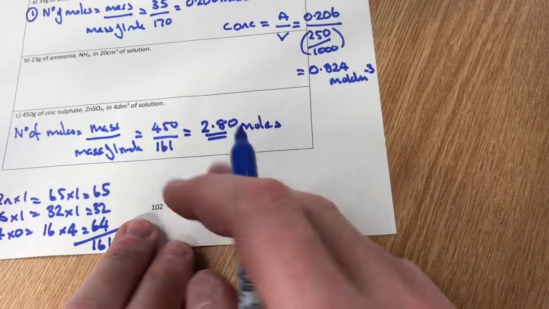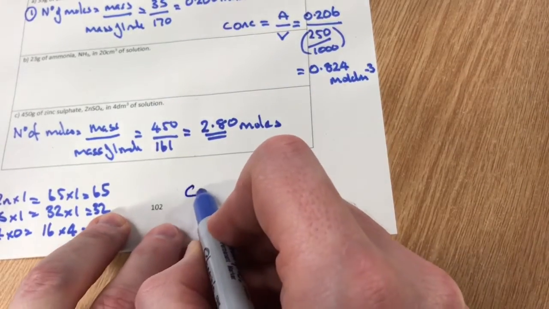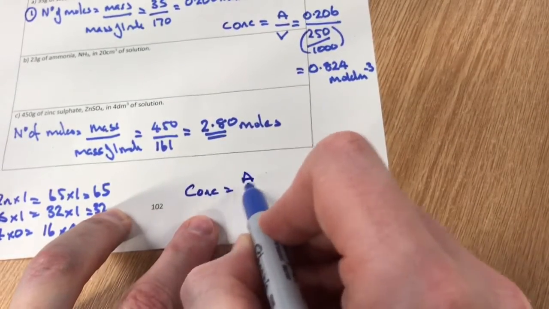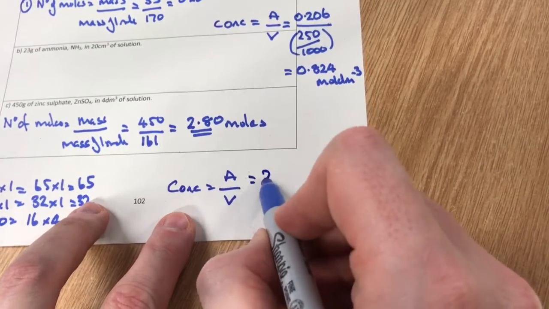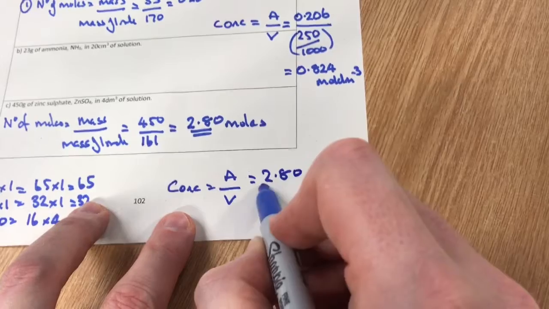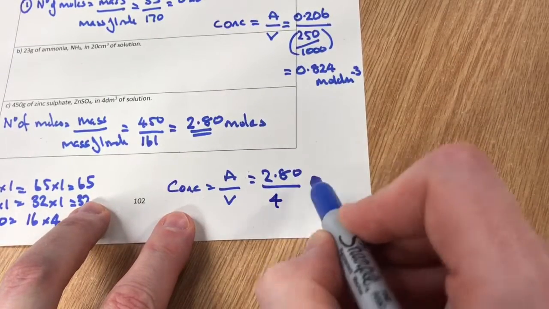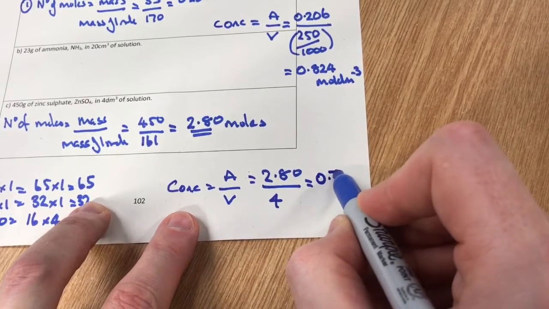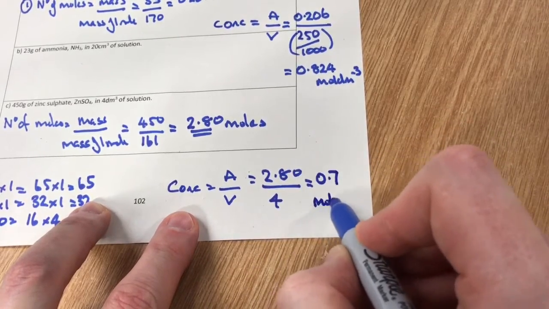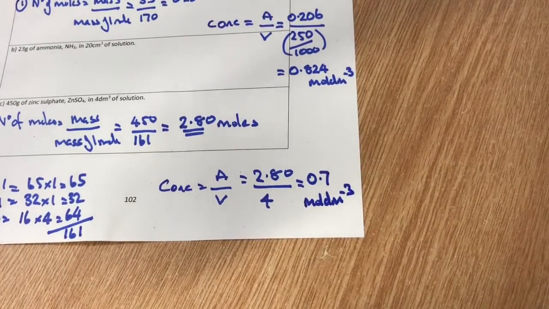So we now know how many moles we've got. We've got to convert that into a concentration. So now we use our concentration is amount divided by volume triangle. The amount is 2.80 moles, and the volume this time is already in decimeters, so there's 4 decimeters. On your calculator, you work that out, and that gives you an answer of 0.7, and then the units, put underneath here for a moment, are moles per decimeter cubed.